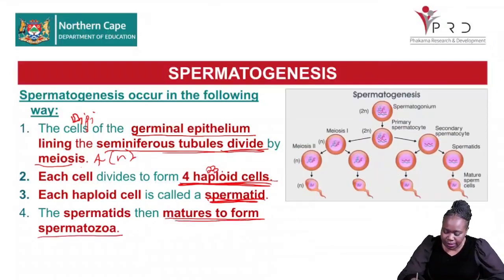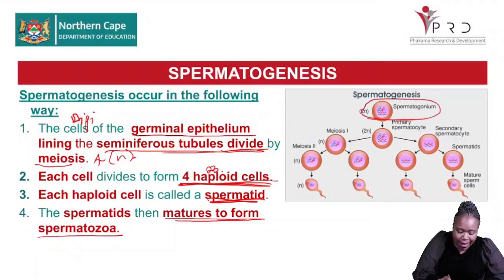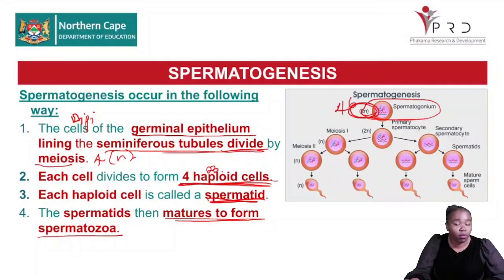As we can see here, we have the spermatogonium. Those are the cells that are lining the seminiferous tubules, and we can see that these are diploid, meaning that they have 46 chromosomes. Now they are going to undergo meiosis. As they are undergoing meiosis, we would see that at the end of meiosis they are now haploid. And remember, this one cell that has undergone meiosis has now produced 4 cells.